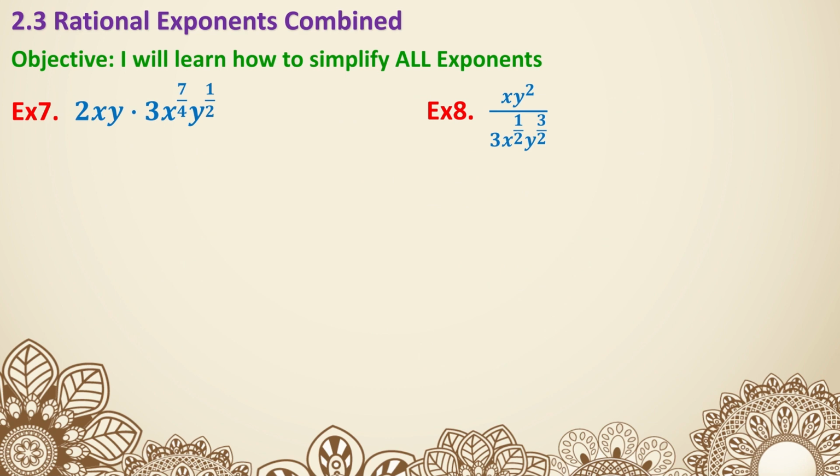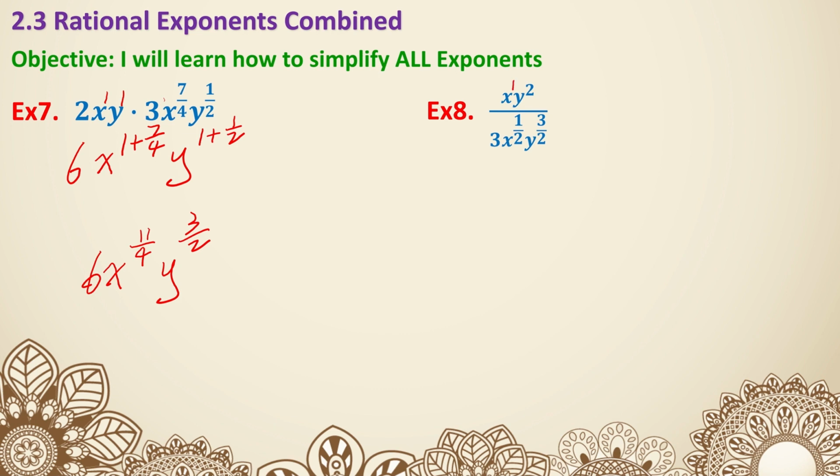Moving on, example 7. Numbers need to be multiplied together, so the 2 and the 3 together becomes a 6. As for the x and the y in the front, they both get a first power, so it's x to the 1 plus 7/4 and y to the 1 plus 1/2. Simplify: 6x to the 11/4 power and y to the 3/2 power. That is example 7. Example 8.